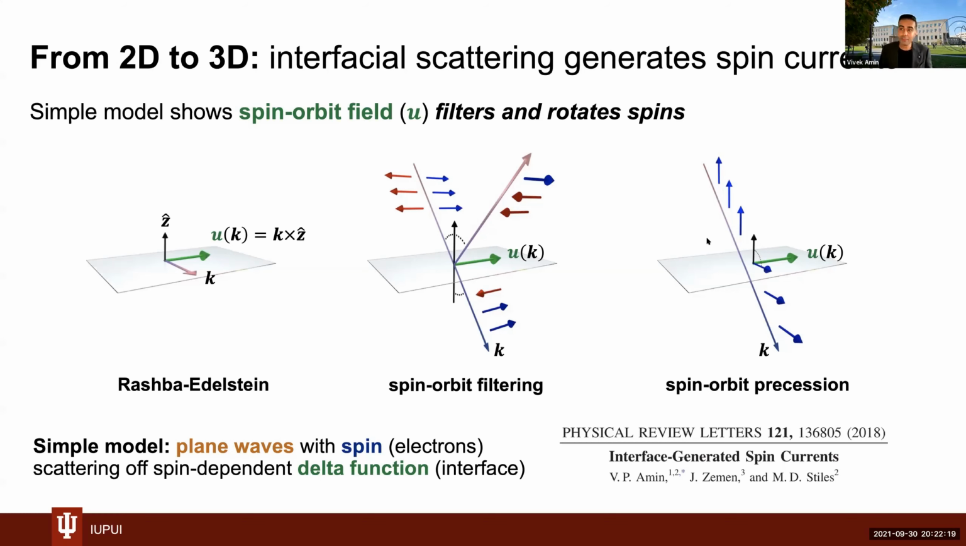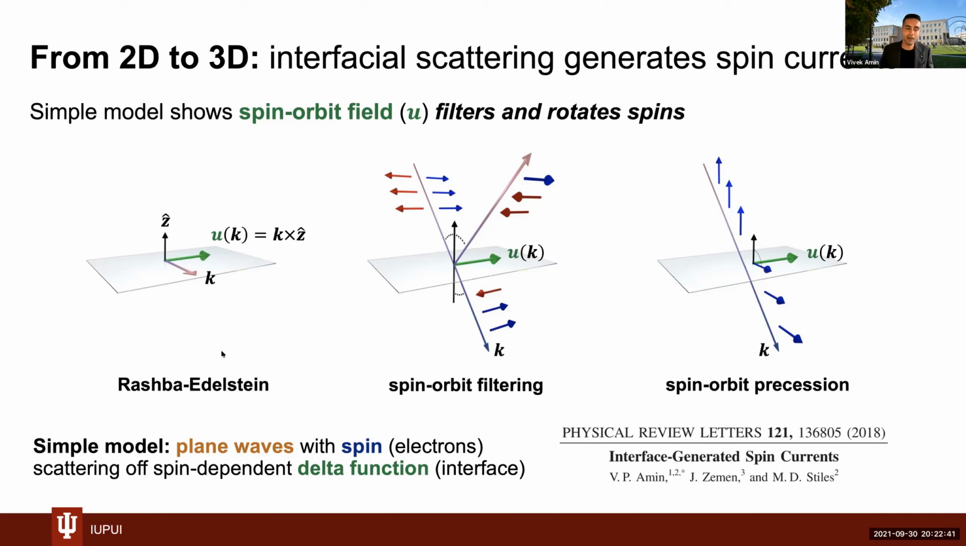But there's another thing that can happen as electrons flow through to the interface plane. If they're misaligned with this spin-orbit field, they can precess about it before scattering. And so we call that spin-orbit precession. It results in a rotation of the spin direction after scattering through the interface. So how does that create a torque?